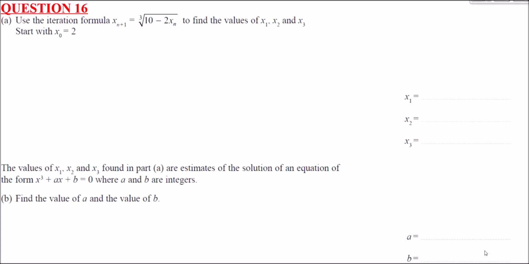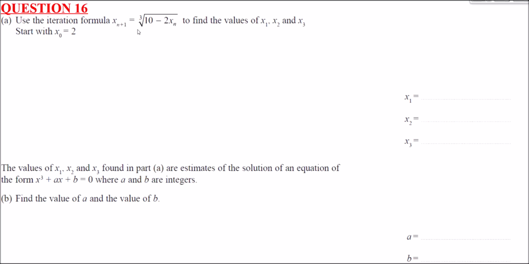Question 16, we're talking about an iteration formula. So we've got this formula, x subscript n plus 1 equals the cube root of 10 minus 2 times x subscript n. And we need to find these values of x1, x2, x3. So we're starting with x0 equals 2. This formula here just means that x subscript n plus 1 is the next value after x subscript n. So x1 will be this formula with x0, x2 will be this formula with x1. So this is just like the next number along.